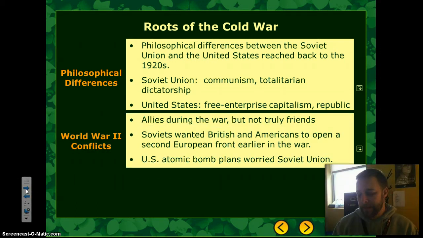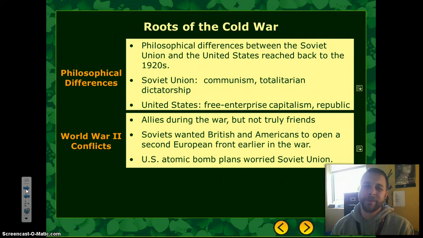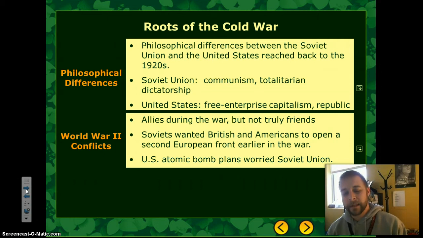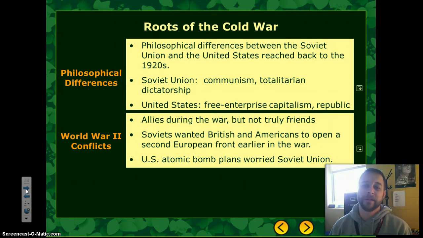And we had been allies during World War II, and to some degree during World War I, but we were never really friendly, the U.S. and the Soviet Union. The Soviets wanted the British and the Americans to open a European front much earlier, but the Brits and the Americans instead decided to invade North Africa first. And Stalin distrusted the West, and he believed that the United States and the British were trying to weaken the Soviet Union intentionally. So there's already some bad blood there.